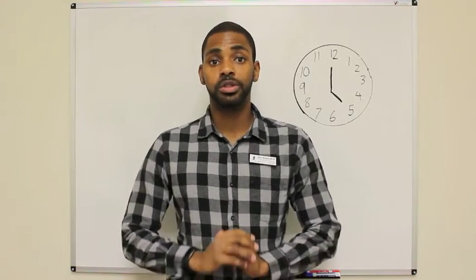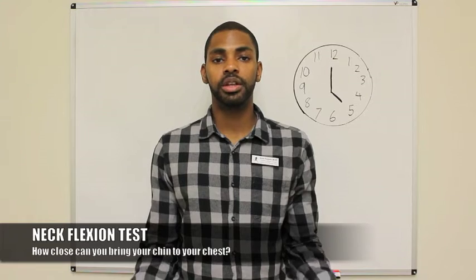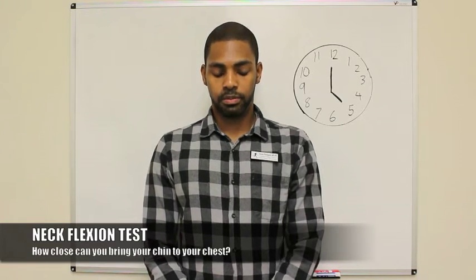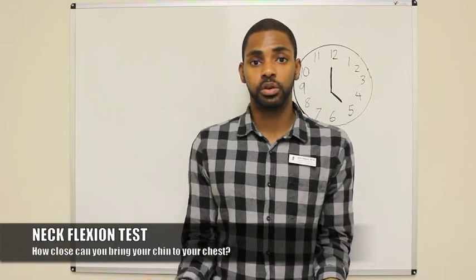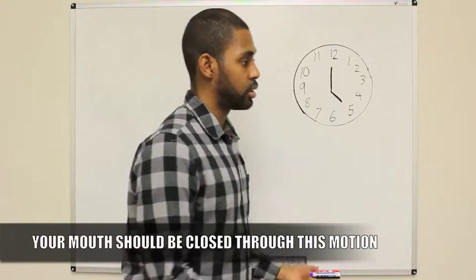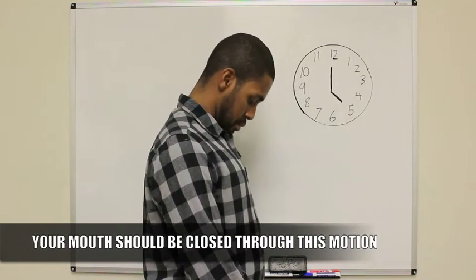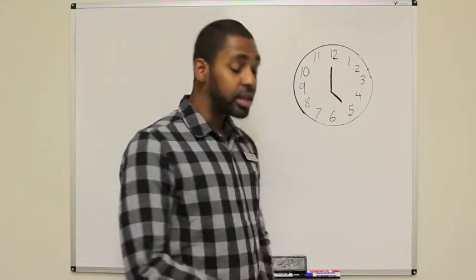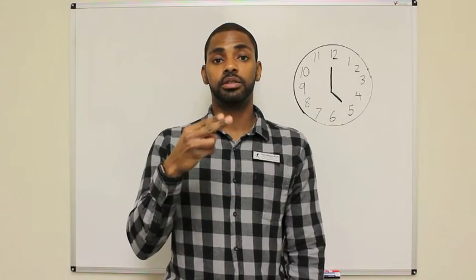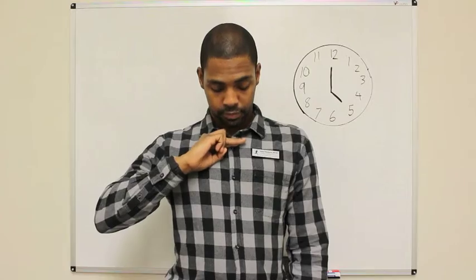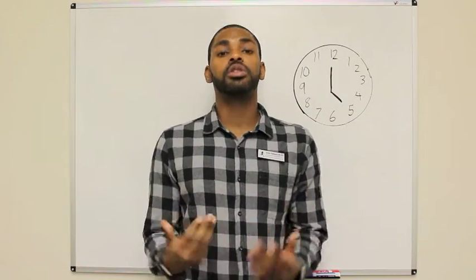So the first one, we're simply testing your neck flexion. And all that means is you're bending forward. So you're trying to bring your chin to your chest, and no cheating by opening your mouth. So I'll show you that from the side as well. Now you should be able to bring your chin at least within 2 finger lengths of your chest. If you can't reach that, we're starting to have a problem.